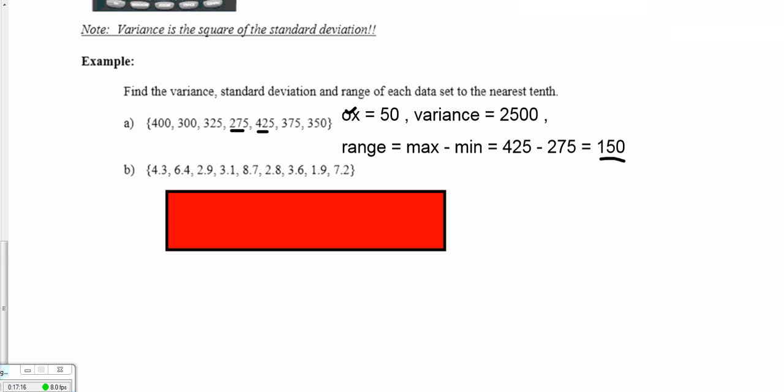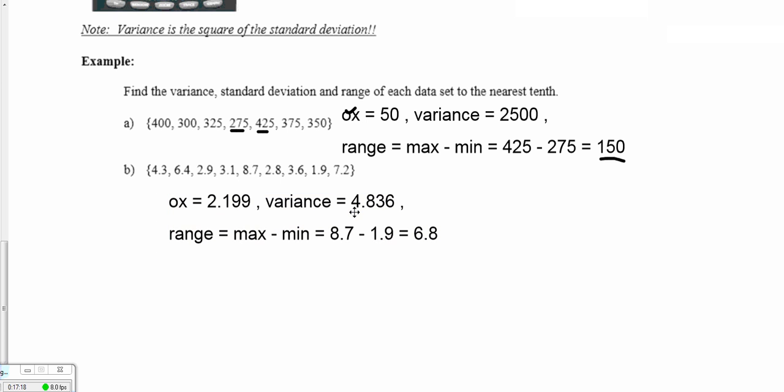Now that you've had a second to try that out on your own, let's double check and see if we got the same answers. Oops, I'm going to write in the extra curl for the sigma. The standard deviation should be 2.199, around there. If you were to square that, 2.199, your variance would come out to around 4.836. So this should be your standard deviation and your variance.